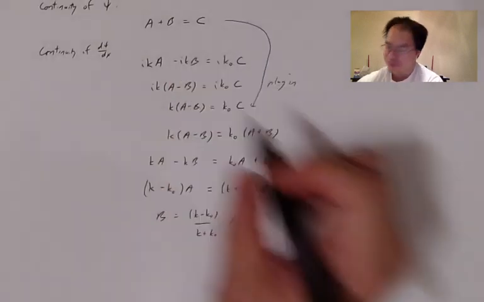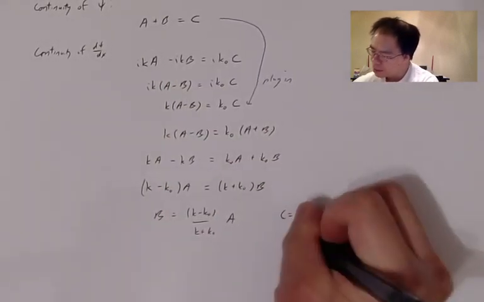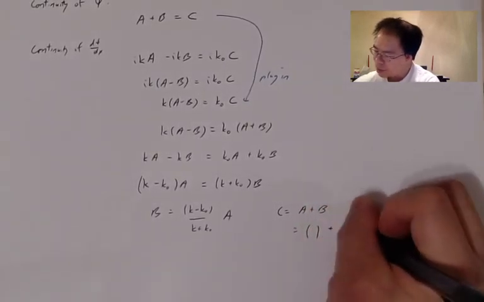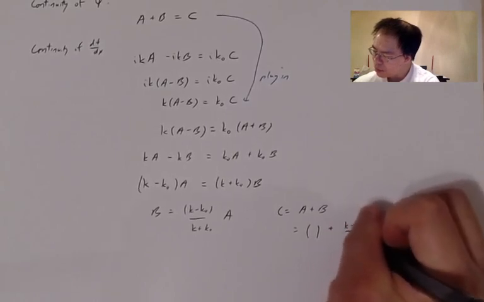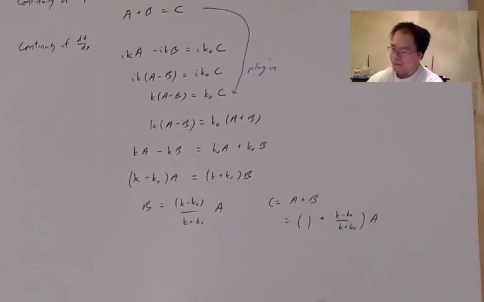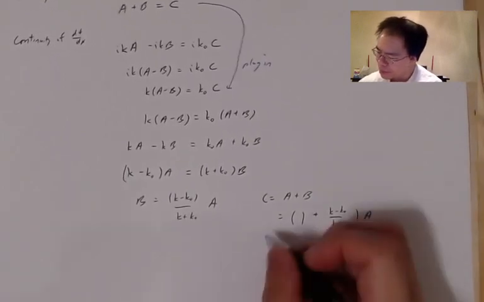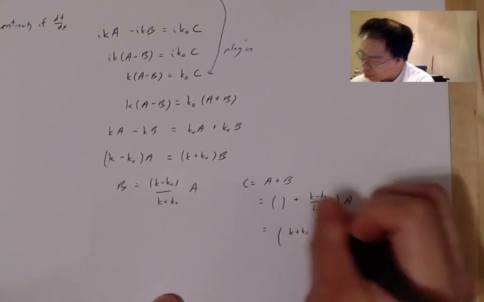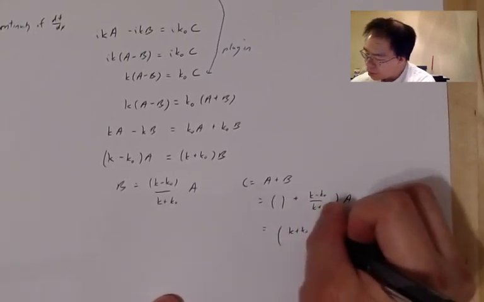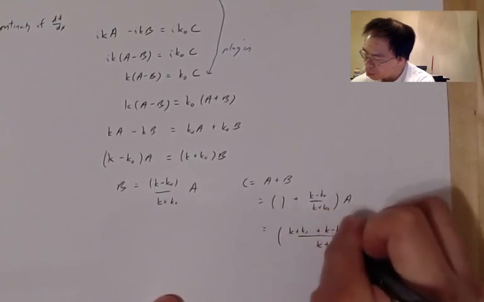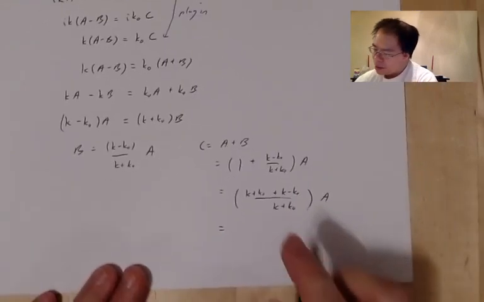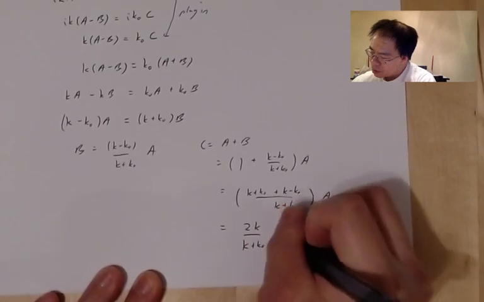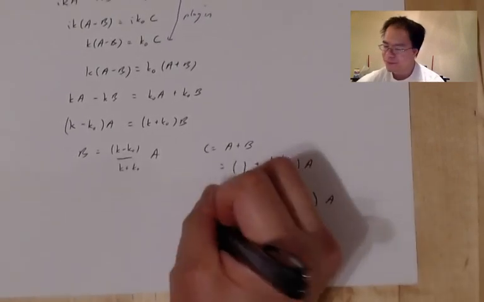And then we can get C by just adding A plus B. So since this already has an A, I'll just write this as 1 plus k minus k naught over k plus k naught times A. Here's my A, here's my B. And then I just need to simplify this fraction, so I have k plus k naught, getting a common denominator here, plus k minus k naught over k plus k naught a. Notice my k naughts cancel, so I get 2k over k plus k naught a for my c.